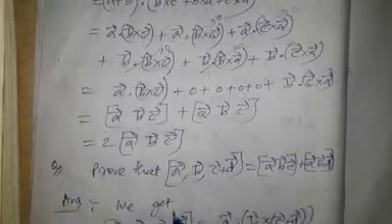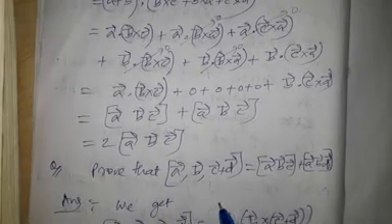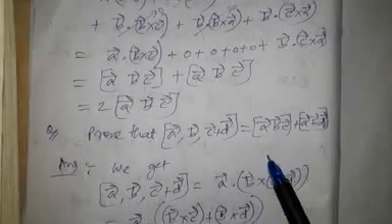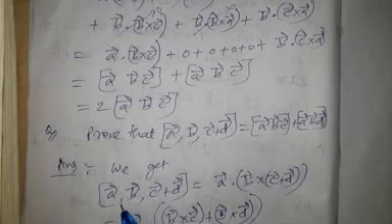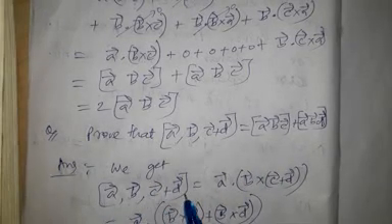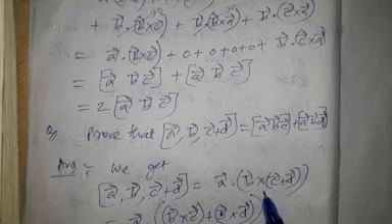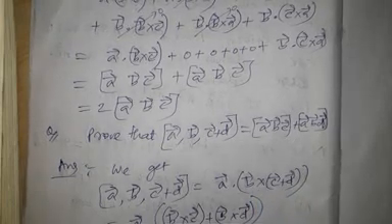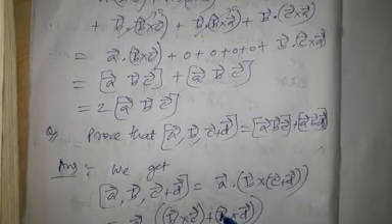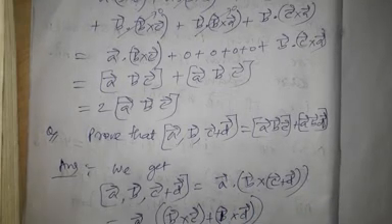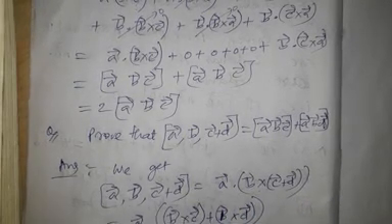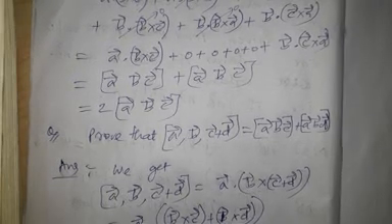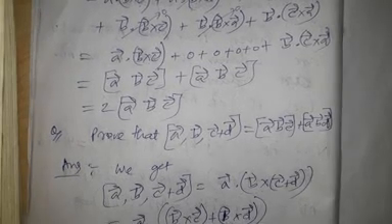Now prove another question: the scalar triple product of A, B, C plus D is equal to the scalar triple product ABC plus the scalar triple product ABD. We get A dot B cross C plus D. B is multiplied here, that means B cross C plus B cross D. Now A is dot multiplied with this, A dot B cross C plus A dot B cross D. Now this is equal to the scalar triple product ABC plus the scalar triple product ABD.